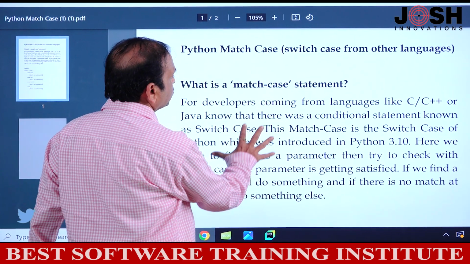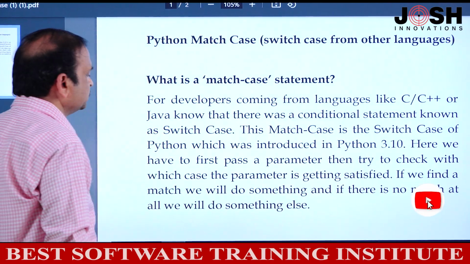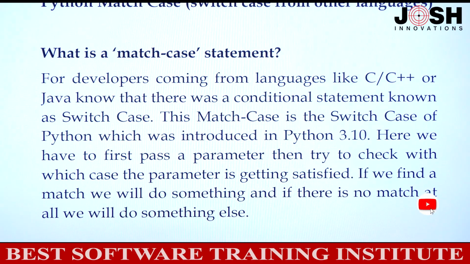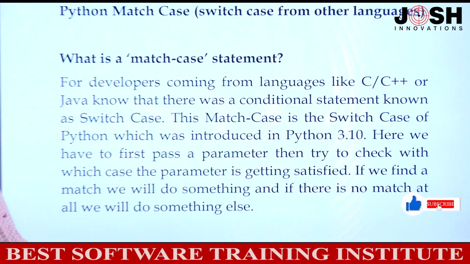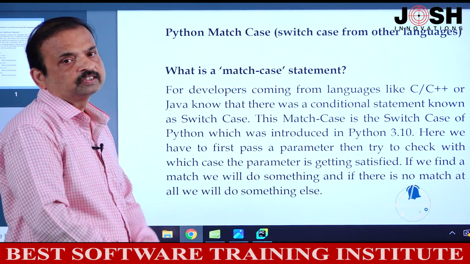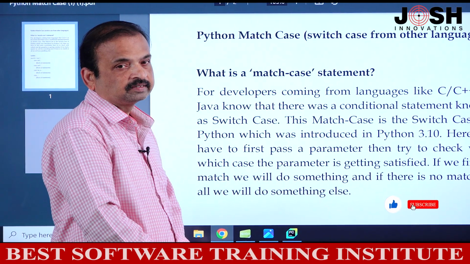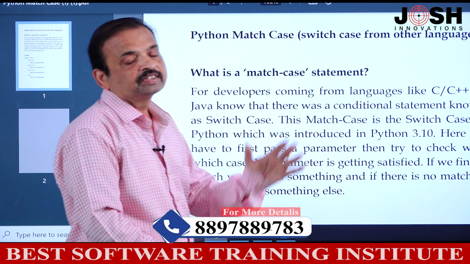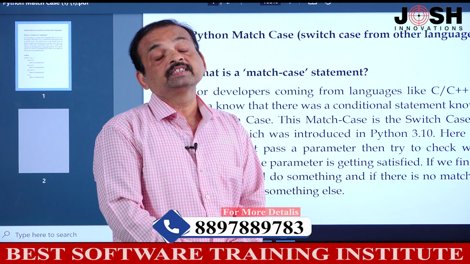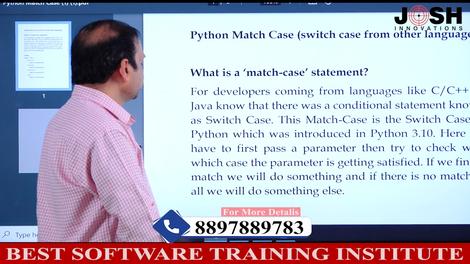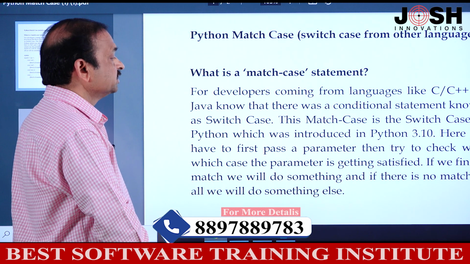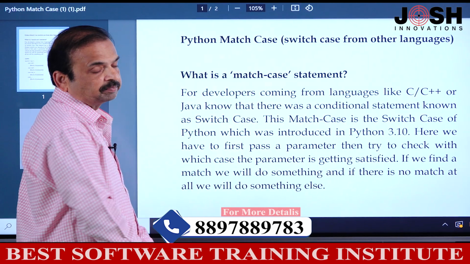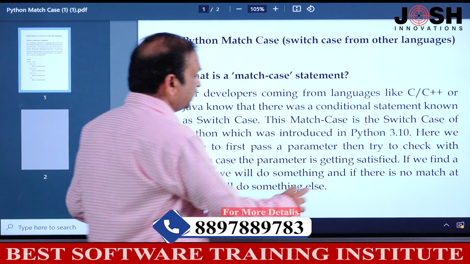For developers who are coming from other languages like C, C++ or Java, there was a conditional statement known as switch case, right. This match case is the switch case of Python, which was introduced in Python 3.10. Before version 3.10, there was no match case. They used to write everything in if else blocks. But after version 3.10, now we can do everything with match case. Here we first pass a parameter, then check with each case whether the parameter is satisfied. If we find a match, we will do something, if not, we will do something else. We will see the syntax first.